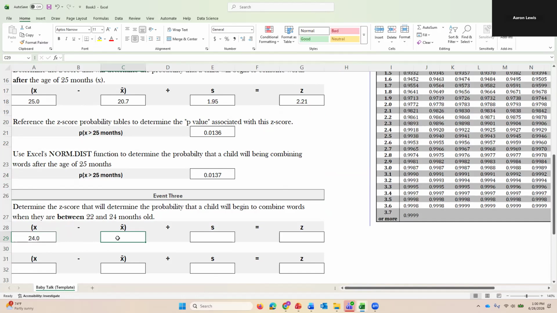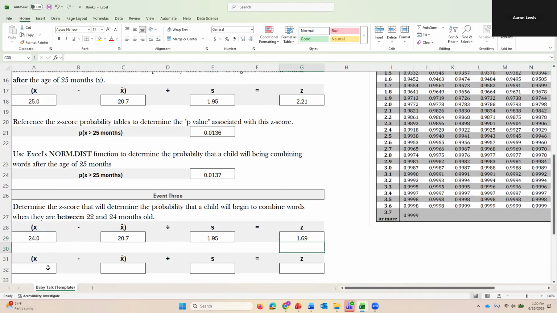So the first one I'm going to do is 24 minus 20.7, our sample mean, divided by 1.95, our sample standard deviation. This equals 24 minus 20.7 divided by 1.95, and that comes out to be 1.69. Let's do it for the other bound.